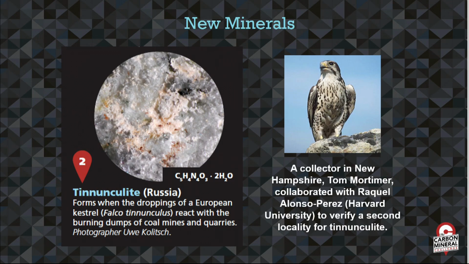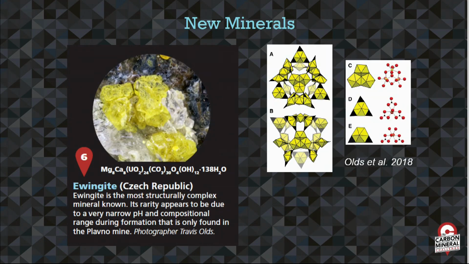A collector in New Hampshire actually went out into the woods and said, I think I found something new. I found these little white crystals, and contacted us, and we directed them to one of our partner laboratories, Raquel Alenzo Perez at Harvard University. They measured it. They wound up finding that it was not a new mineral, but it was tenunculite. It was the second known occurrence of tenunculite in the world. So we missed out on a new species, but we found the second natural occurrence of this weird stuff that forms in this very weird way.